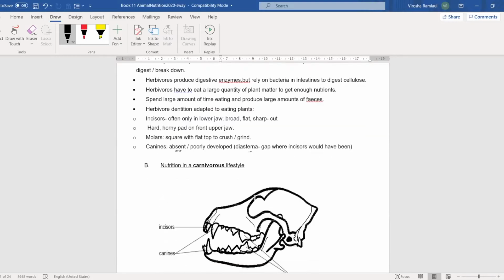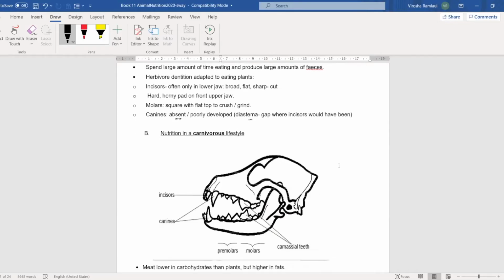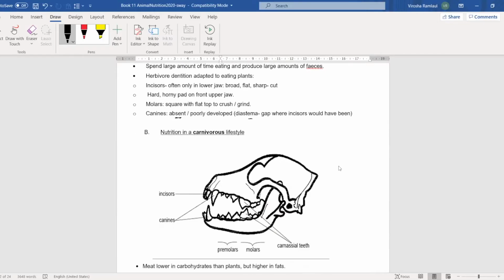Now, let's look at a carnivore. If you look at all the teeth, you can see the incisors and canines, which are always sharp. The premolars and molars are also sharp. So all the teeth are sharp, and that is for crushing, grinding, and chewing. The incisors and canines are usually also used for biting, tearing, and holding the prey.